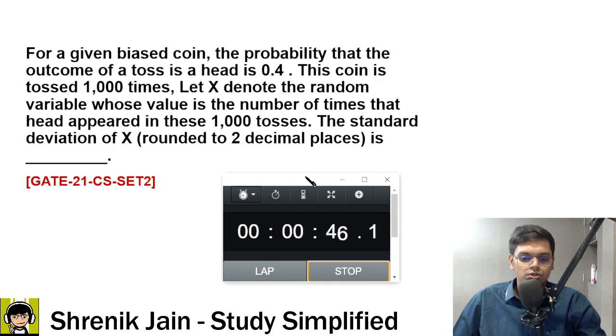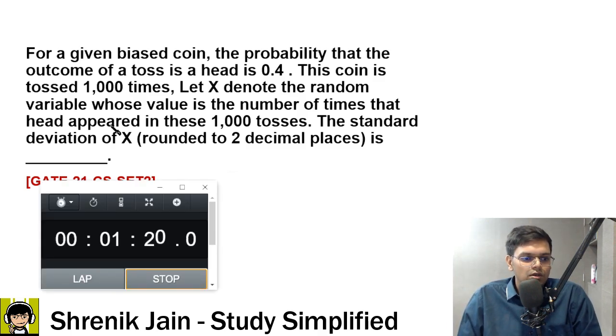It's a very good question. Sir, why is 20 the wrong answer? Saurav, 20 is a wrong answer. Yes, they are asking the standard deviation of x. Standard deviation is root variance. Sir, now I need variance, but how do I get it?